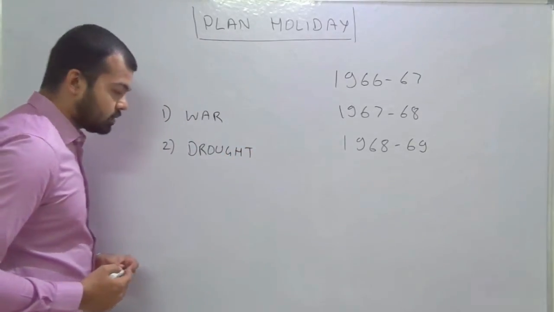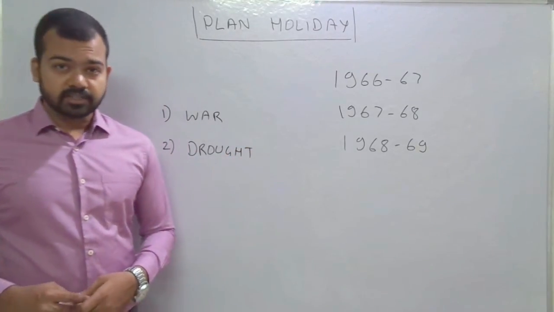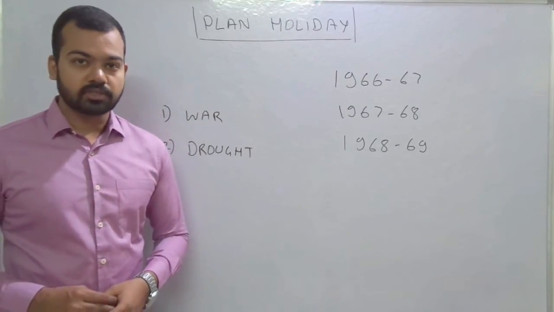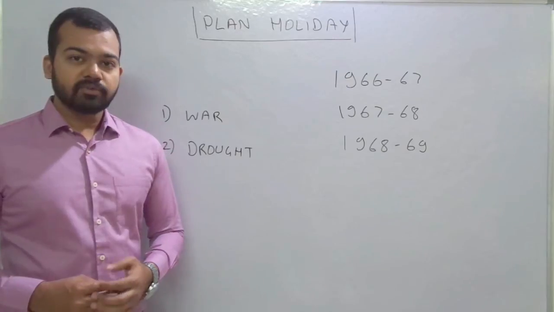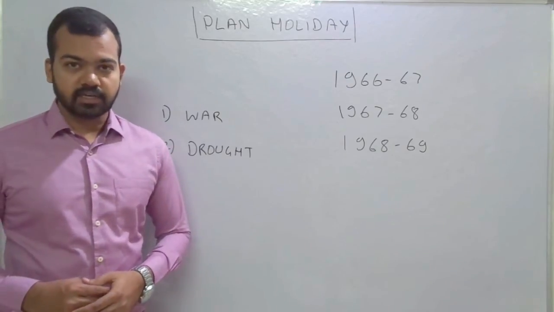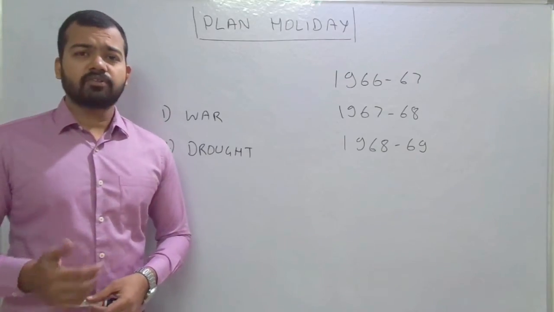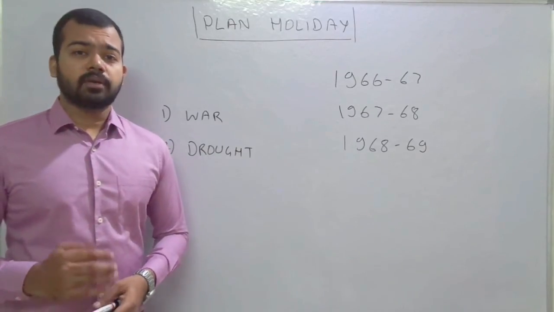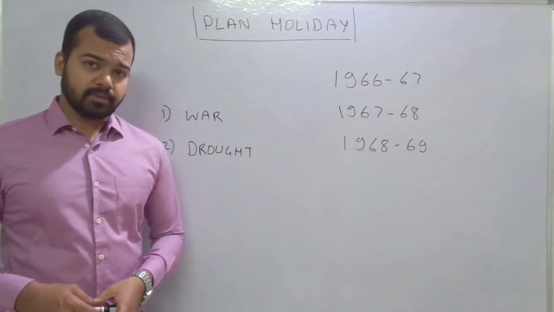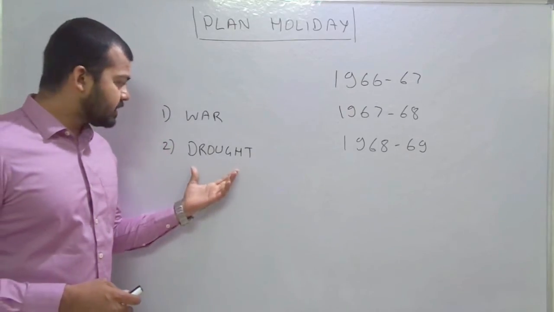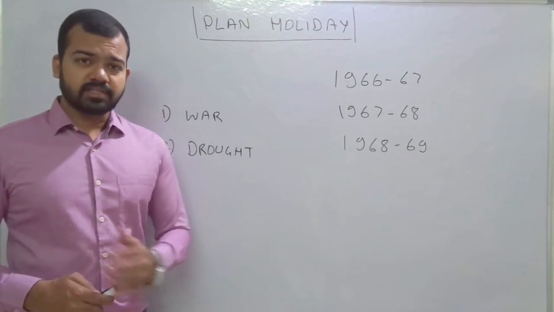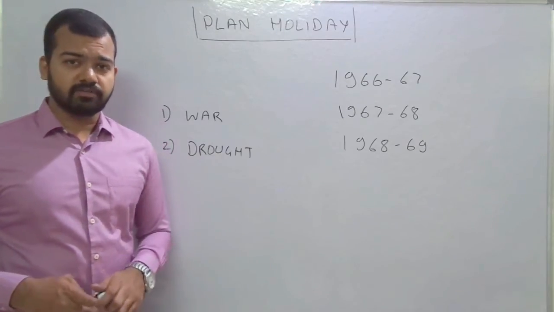The second point is a drought. In the year 1965-1966, India experienced one of the major droughts since independence. At that time India was suffering from a lack of food supply, and India was not able to supply food to feed the people. That is why the second major point, a drought, occurred in the years 65 and 66, at the end of the third five-year plan.